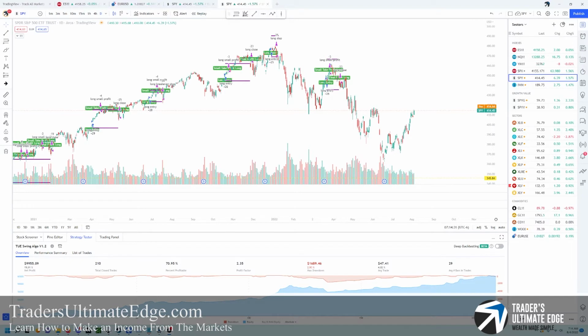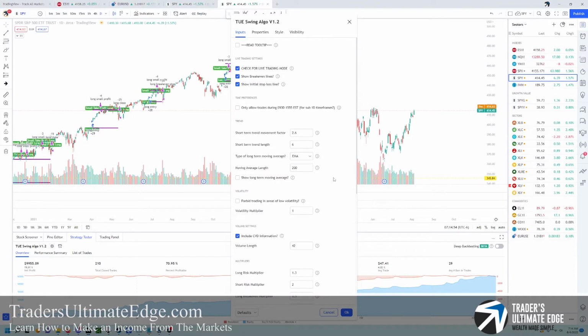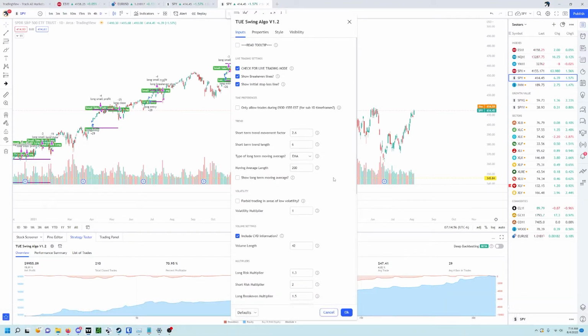Hello everyone. We're going to talk a little bit about the TUE swing algo. Now, the algorithm is nuanced and complex, and I'm not going to lie to you, it's difficult to learn. This isn't something that you should expect to simply pick up and be able to instantly trade with. Nor is it something that is made for a beginner.